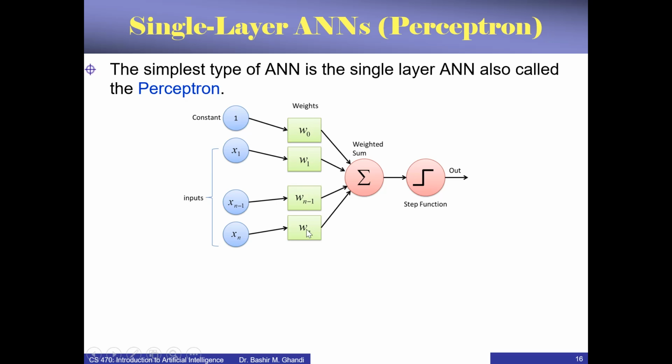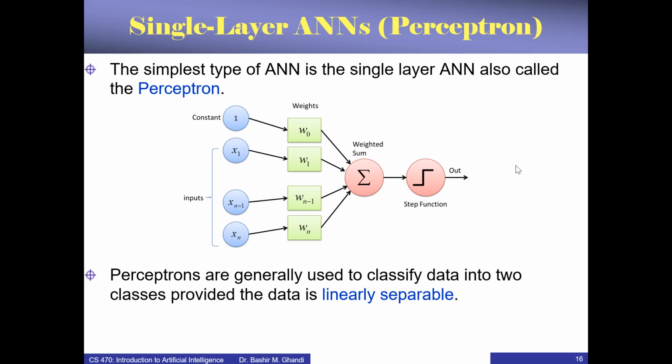Alright, of course, as usual, we have the associated weights. So each input here is going to be weighted, and there will be a bias. So sum the different products, then apply the activation function, and you get your output directly. No hidden layers involved. Alright, so perceptrons are generally used to classify data into classes, provided the data can be separated linearly. Okay, or provided the data is linearly separable.